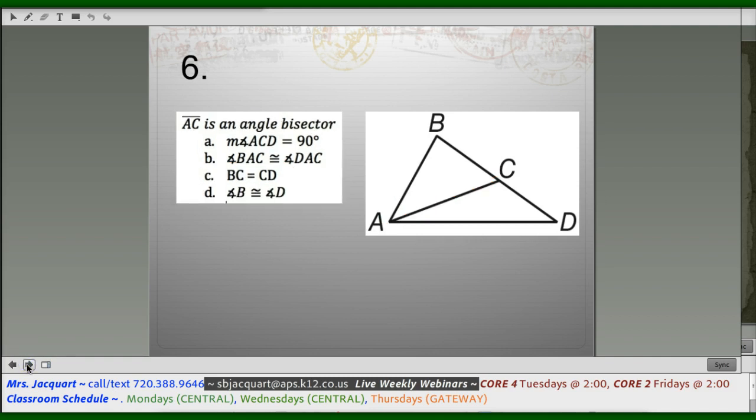AC is an angle bisector. So if AC is an angle bisector, what that means is this angle will match that angle. That's what an angle bisector means. So which one tells me that? That would be B. Alrighty, let's look at number 7. AC is an altitude. If AC is an altitude, what that means is that's 90 degrees. There's a 90-degree thing. So let's see which one says that. Oh, that would be A.